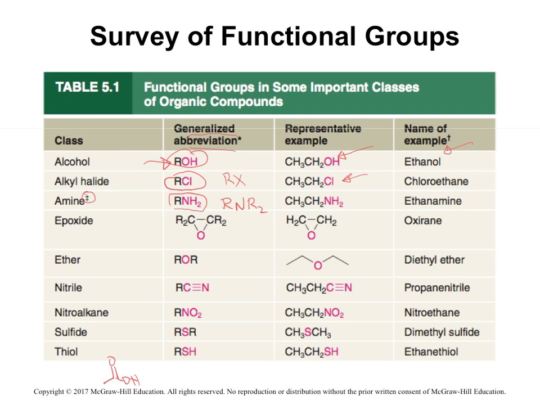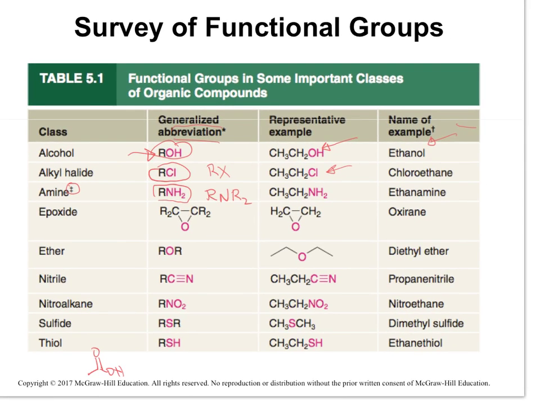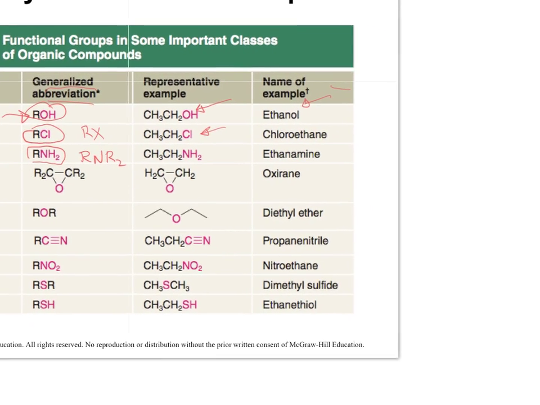Okay, so the RNH2 is the simple amine. It's called a primary amine. But don't be alarmed. So, for example, I'm just going to move this over here and move it back.